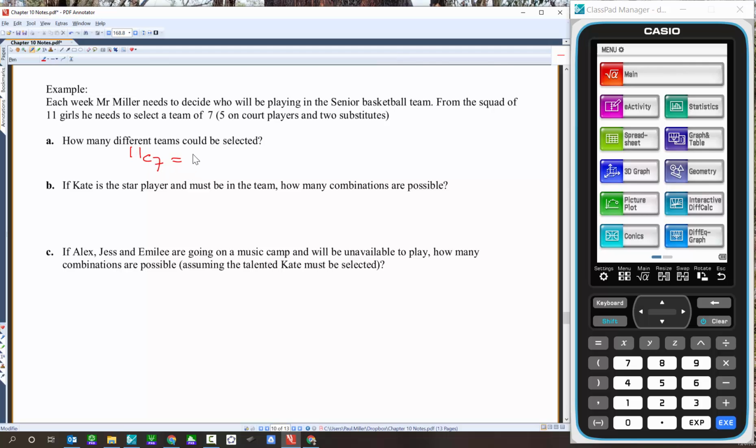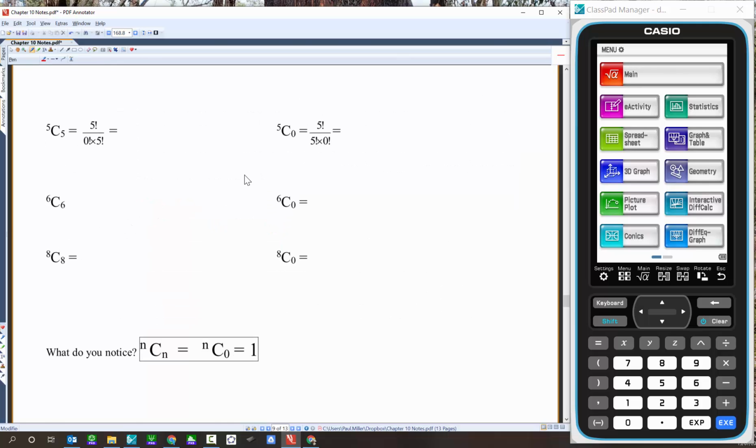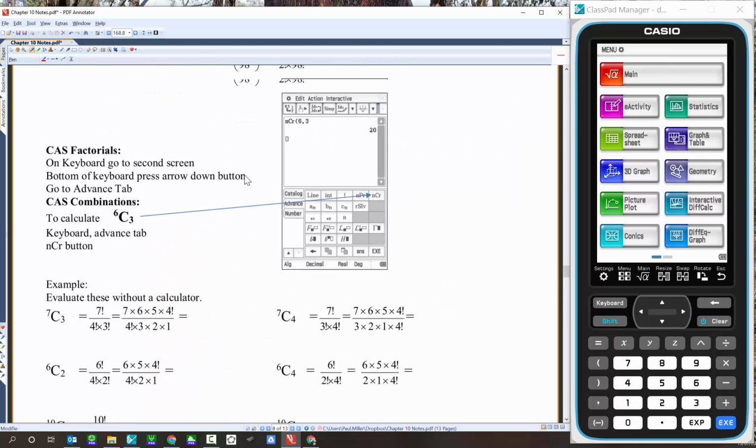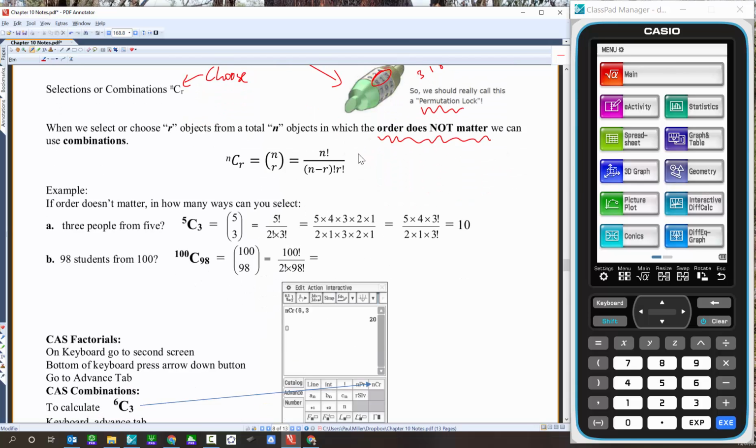11 choose 7 can be syntactically written like that as well. So get used to seeing it like that because that's a possible way of writing it. And that's going to be 11 factorial over 7 factorial, and then 11 take 7, 4 factorial. Now, how did I know that? You use the formula. Okay, so back here is the formula. So n factorial over r factorial, n take r factorial.